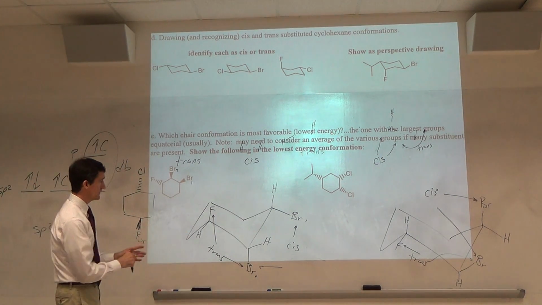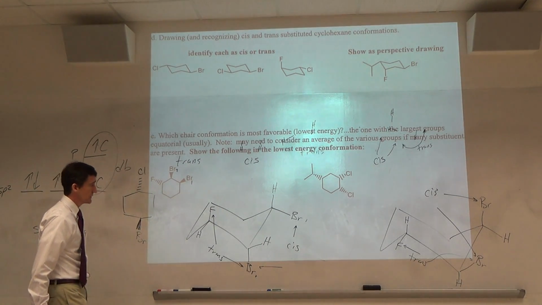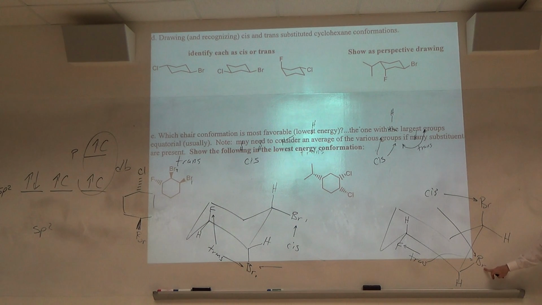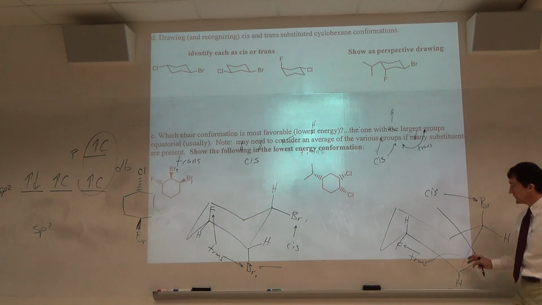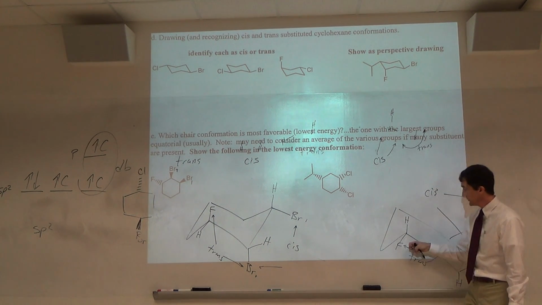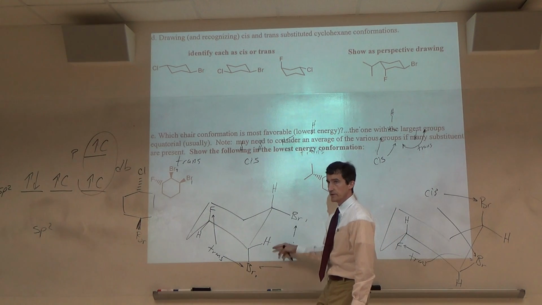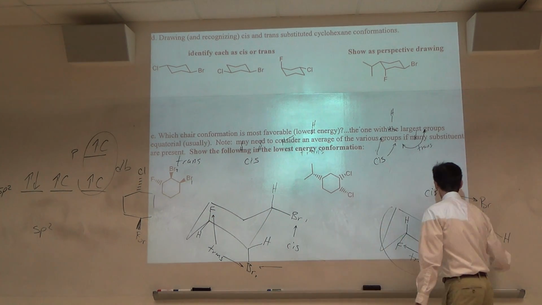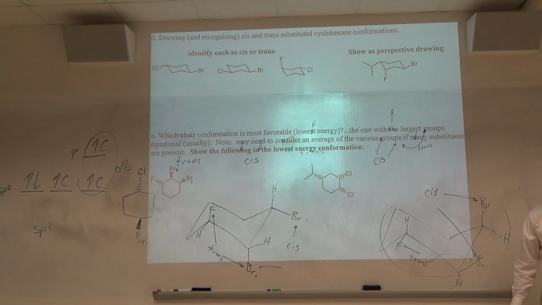So which is better? In both, we have a bromine equatorial. In both, we have one bromine equatorial, one bromine axial. So it's kind of a wash. So then you say, well, would you rather have this be equatorial axial and a fluorine equatorial, or this being equatorial axial and a fluorine being axial? This is better. So there's your lowest energy conformation for that compound.